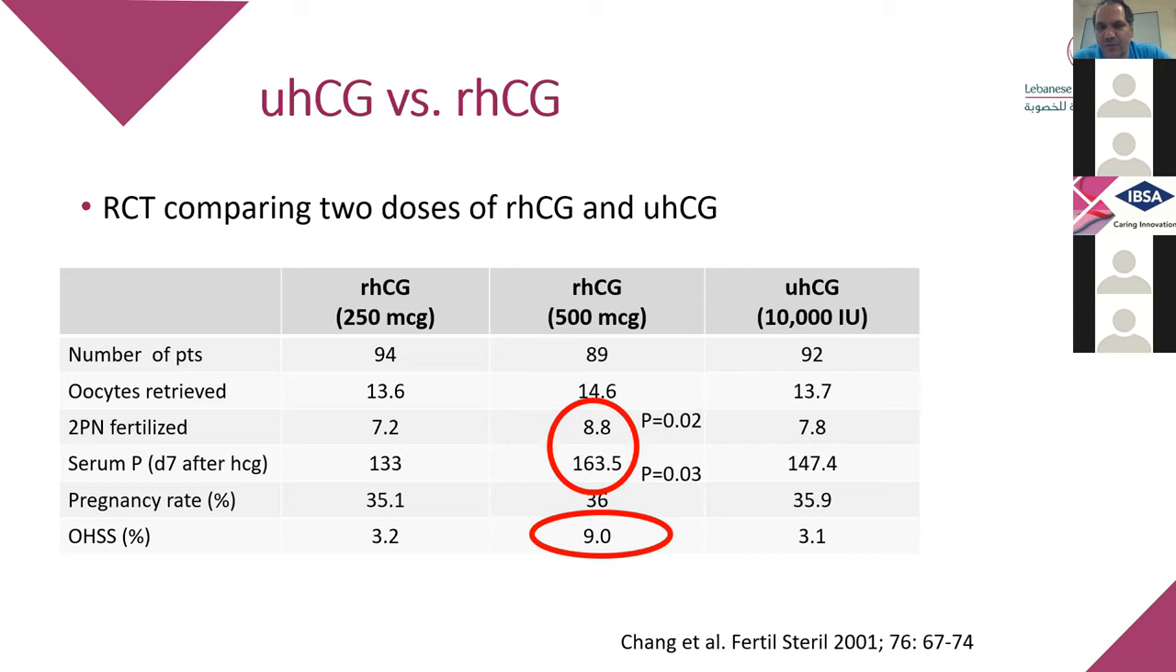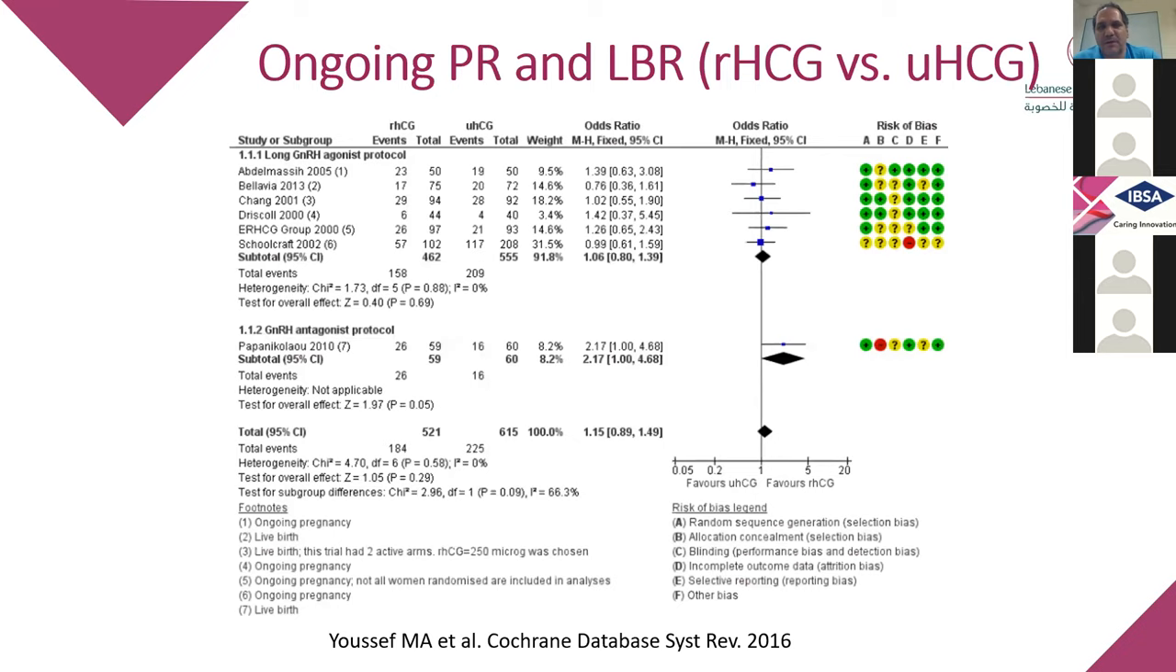Now, although the recombinant HCG may have some durability and may be easier to administer, the important thing for the patient is really whether it is going to get her pregnant. And here, when you look at the Cochrane review by Youssef et al., 2016, you will see that basically there is no significant improvement between the recombinant HCG and urine HCG.